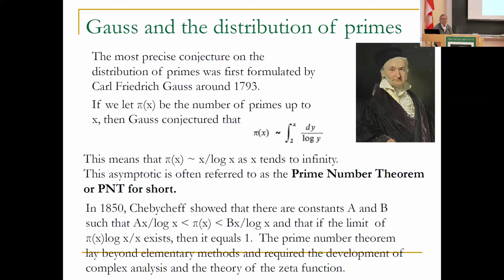He says if the limit of pi of x divided by x over log x exists, it actually has to be 1. And so he felt that he was very close. All he had to do was to show that the limit exists. But again, the seductive appeal of these problems in number theory is that that is really at the heart of the problem. In order to show that the limit exists, you needed to create a whole branch of mathematics called complex analysis, which we now teach to graduate students.